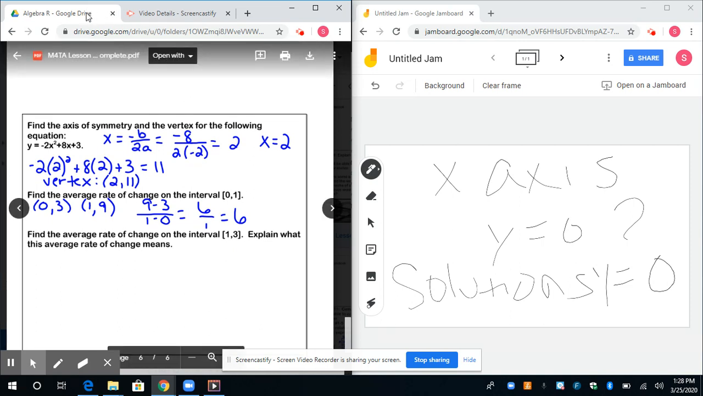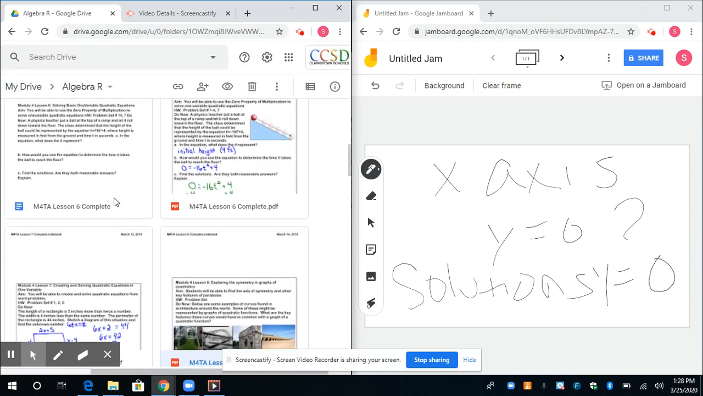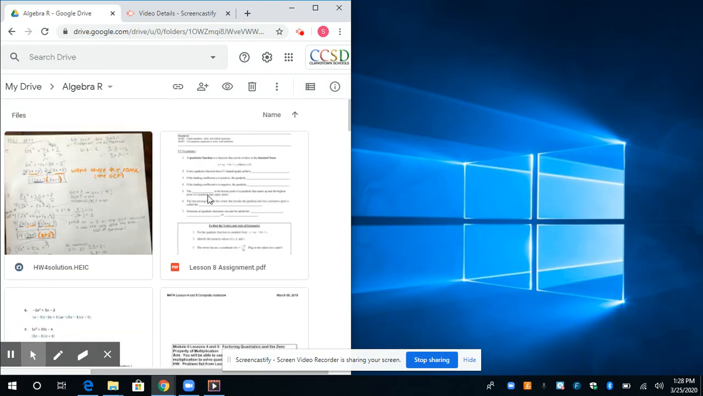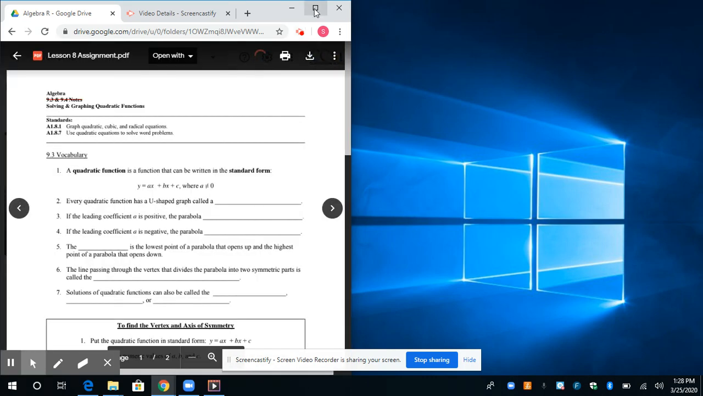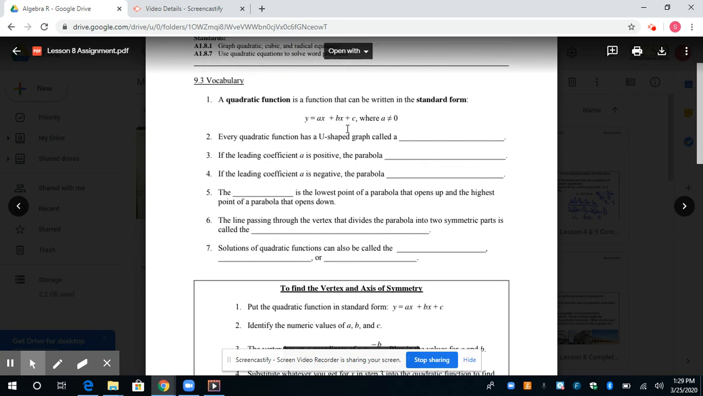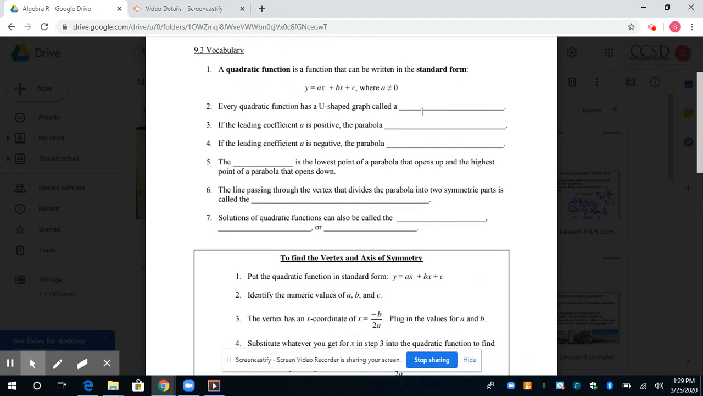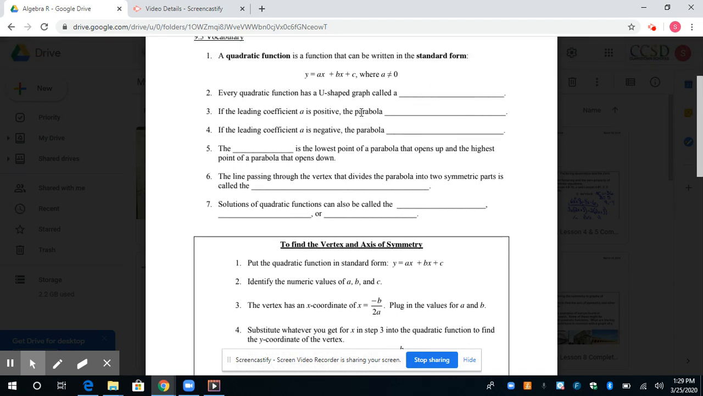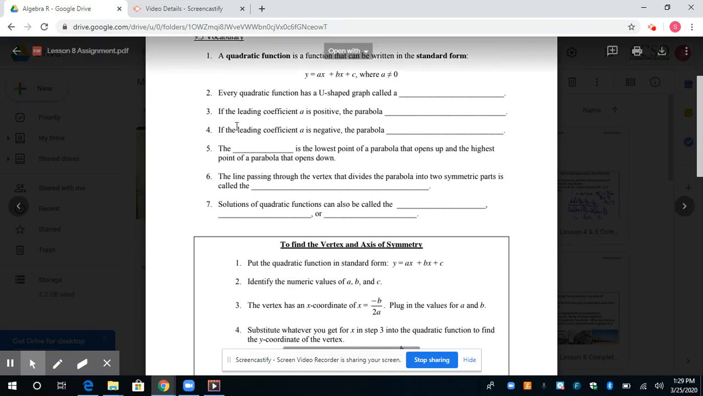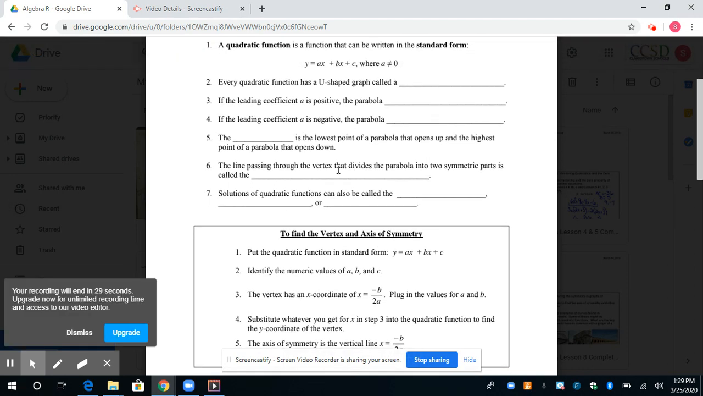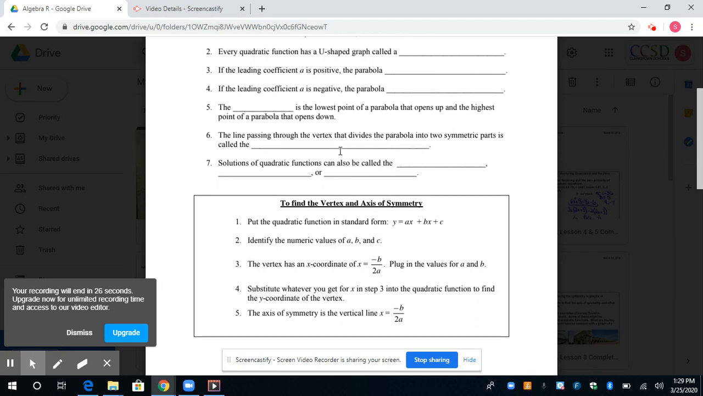So if we go to your homework for lesson B, oh my goodness. Okay? A quadratic function is a function that is written in standard form. Every quadratic function has a U-shaped graph called a blank. You should know that. If the leading coefficient a is positive, the parabola opens where? Does it open up or down? If it's negative, is it opening up or down? The blank is the lowest point of a parabola that opens up. The line passing through the vertex that divides the parabola into two symmetric parts, you should know that.